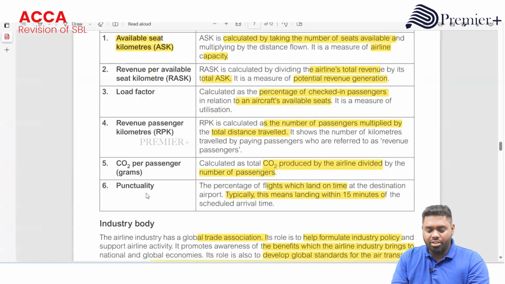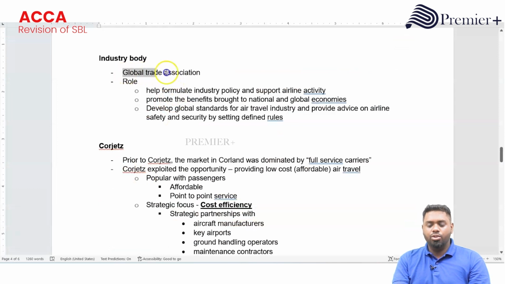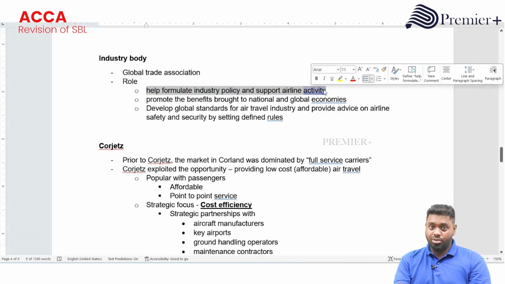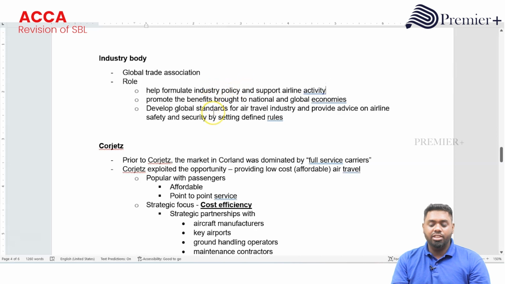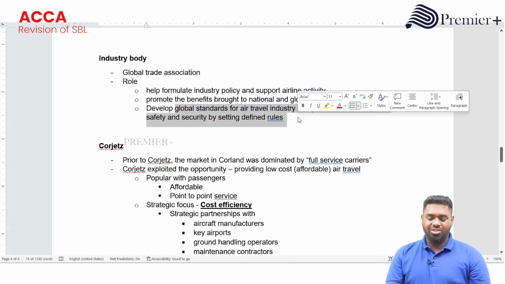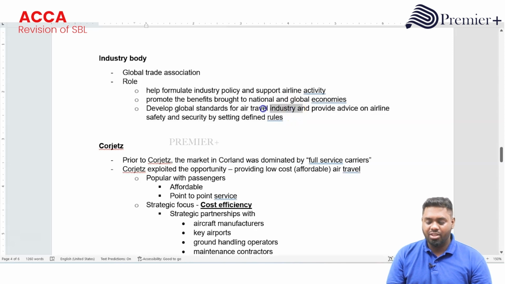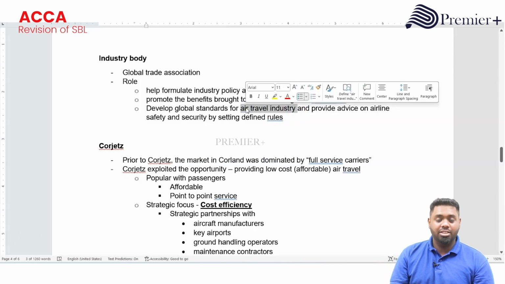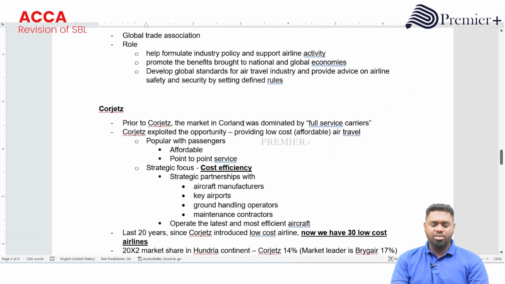And if you look at the industry body, there is a global trade association established whose role is to help formulate industry policy and support airline activity. So there is a global trade association, which also governs overall. Their role is to help formulate industry policy and support airline activity, promote the benefits brought to national and global economies, develop global standards for air travel, and provide advice on airline safety and security by setting defined rules. So these are the roles of the industry body.